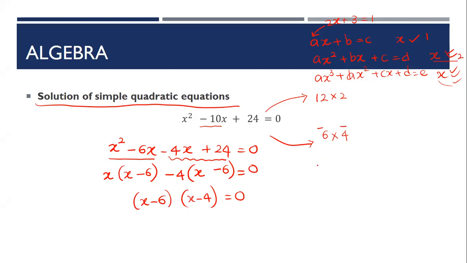So here x minus 6 can be 0 or x minus 4 can be 0. So x minus 6 is 0. So x value is 6. In the second option, x minus 4 is 0. So x value is 4. So in this quadratic equations, the x values are 6 and 4. Okay, so in this concept, if you guys have any doubt, please ask.